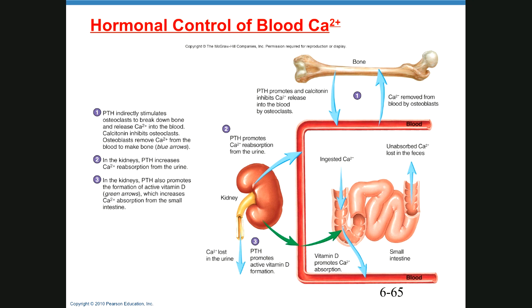So PTH will take calcium from the bone and put it into the blood by stimulating osteoclast activity. PTH is going to increase production of vitamin D so that we can absorb more calcium from the foods into the blood. And then PTH is going to trap the calcium that is about to be secreted into the urine and put it back into the blood.